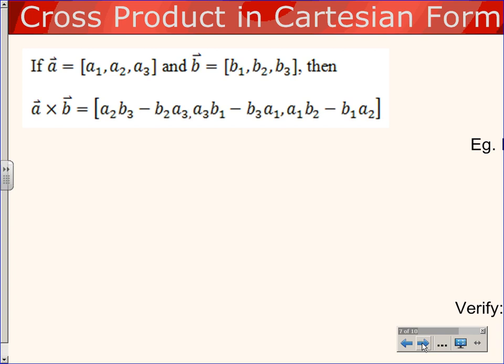Here's Cartesian. This is the formula for the cross product, and it's miserable looking. Right? It really is. You can see that there are some commas there. They're a little tricky to see. There's a comma, and there's a comma. It says if vector A is A1, A2, A3, and so on for B, then that's how you calculate the cross product in Cartesian form.